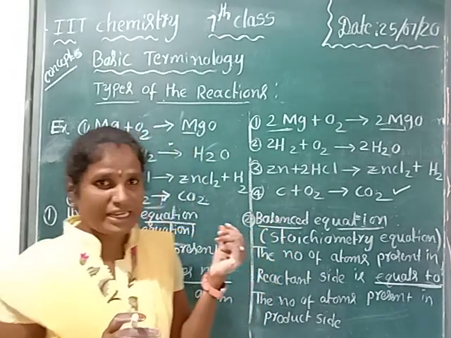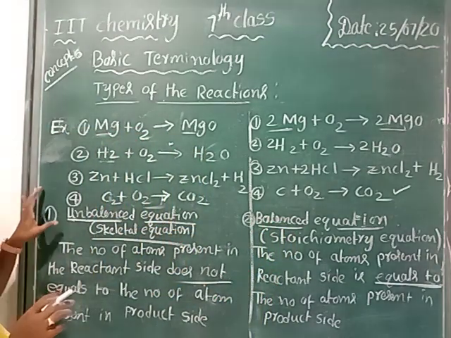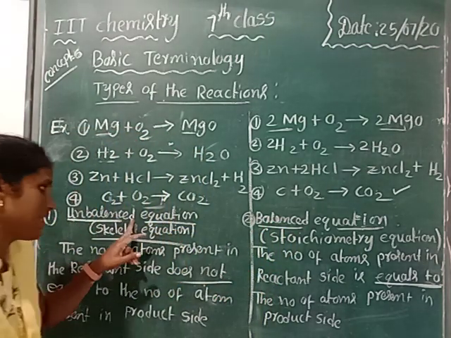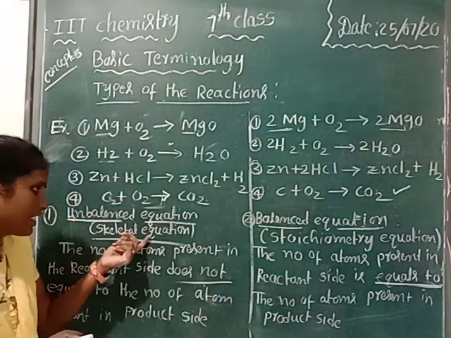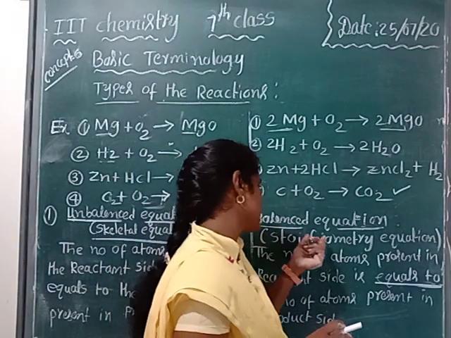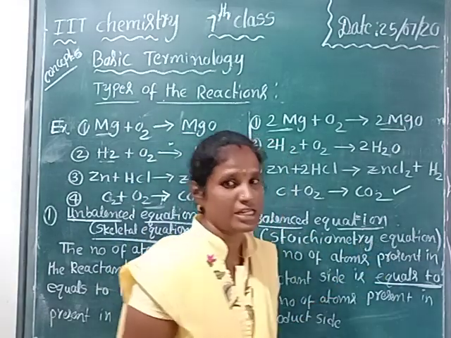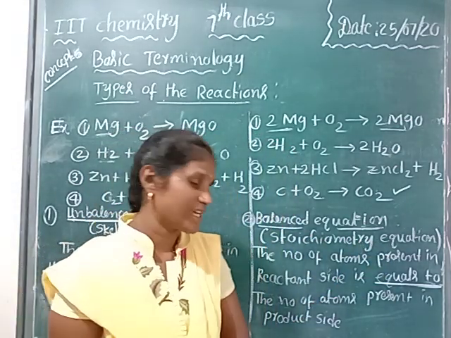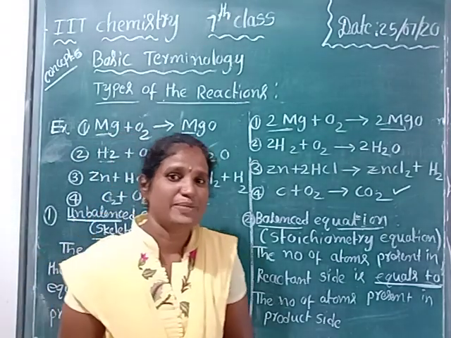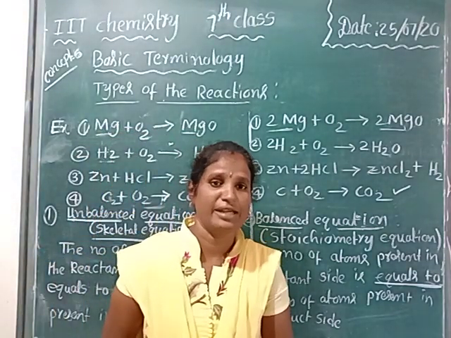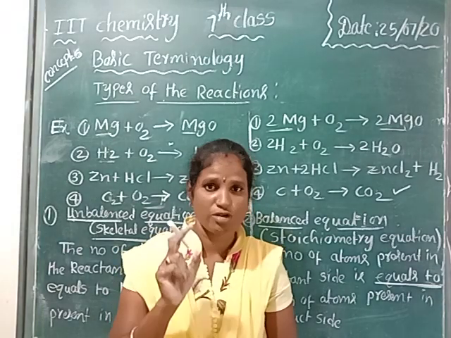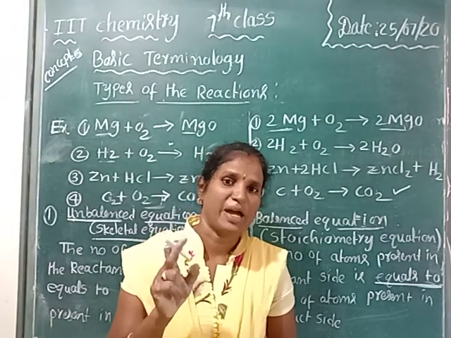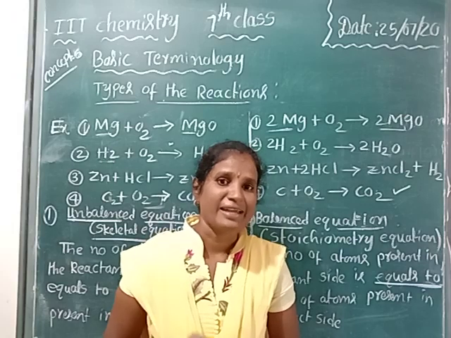Okay. Next, chemical equations are of 2 types: unbalanced equation and balanced equation. Unbalanced equation, another name skeletal equation. Balanced equation, another name stoichiometric equation. What is the definition of unbalanced equation, children? The number of atoms present in the reactant side does not equal the number of atoms present in the product side is called an unbalanced equation.